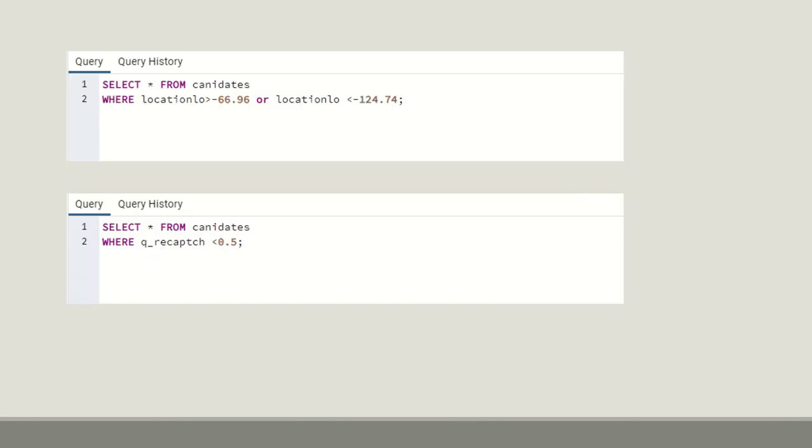I also did this for the longitude and for the recaptcha score. The recaptcha score is basically a test that Qualtrics did to see whether or not their algorithm believed a robot or a human was taking this test. And the metric was 0.5. So on a scale from 0 to 1, if you are above 0.5, then you are more likely to be a human. So anybody with a recaptcha score below 0.5 is definitely a robot.